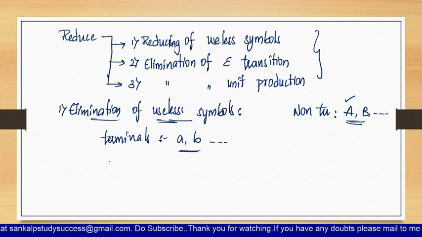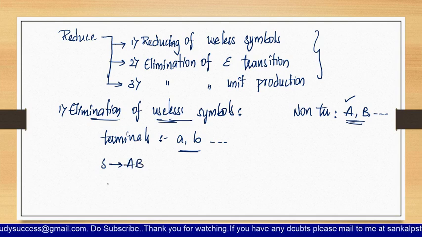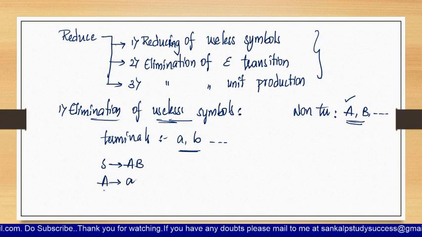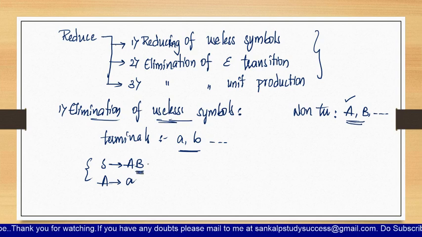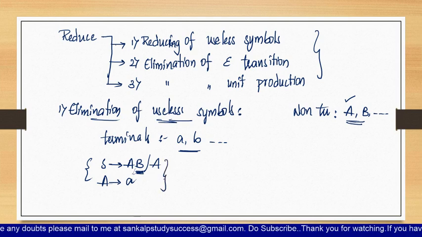Let us see an example. Suppose we have the grammar S tends to AB, A tends to small a. Now there is a non-terminal B here, and in the place of B you need to substitute a B production. But there is no B production given in this grammar, correct? So you are not going to substitute anything over there.